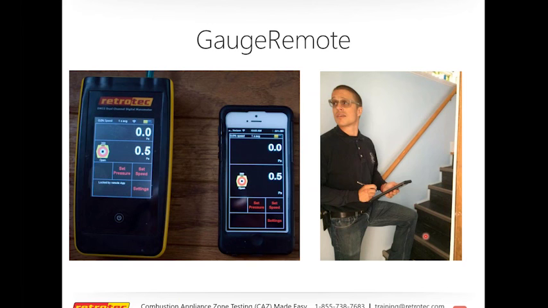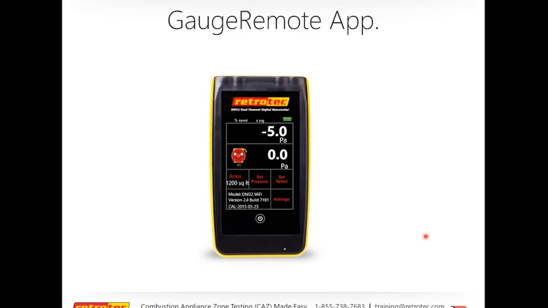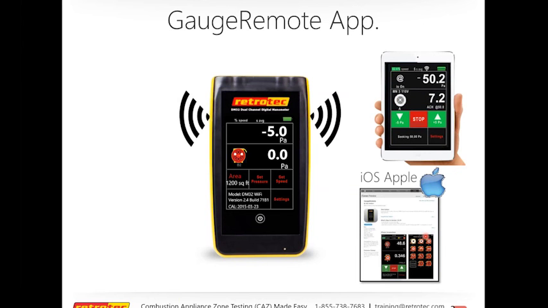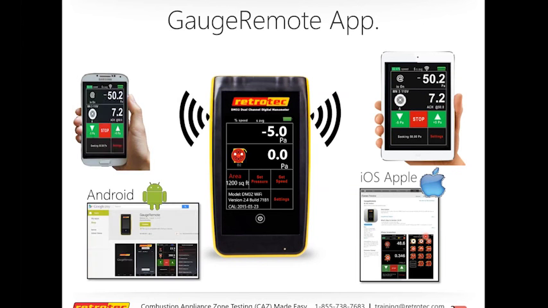So let me give you a little bit more information about the GaugeRemote app, what it does, where to get it, and how it works. Very simple. The GaugeRemote app is available for Android or iOS. It is not available for Windows Phone.